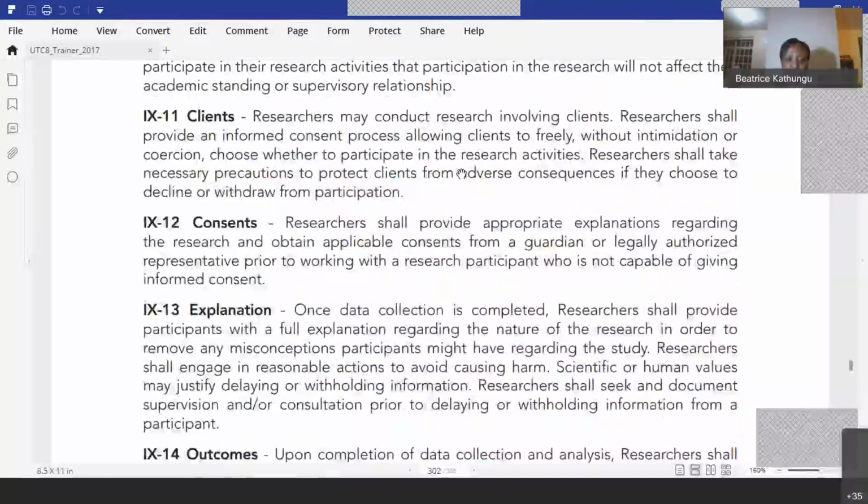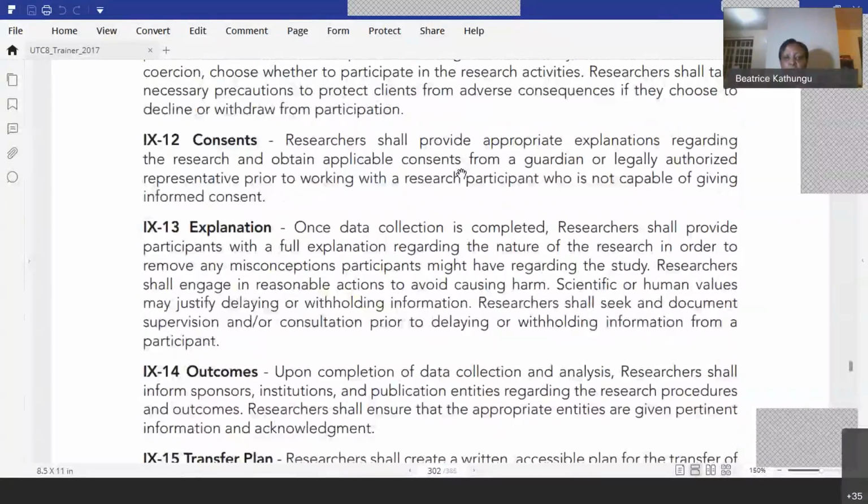Now, number 12 is reminding us about consent. That when we are doing research, we have a responsibility to ensure that we provide explanations regarding the research and obtain the relevant consent. If the person we are working with is not able to consent, then we know that we have got to get consent from a guardian or a person who is legally authorized to do so on their behalf. So that is important for us to keep in mind, the importance of informed consent.